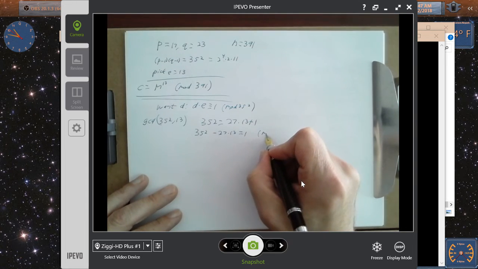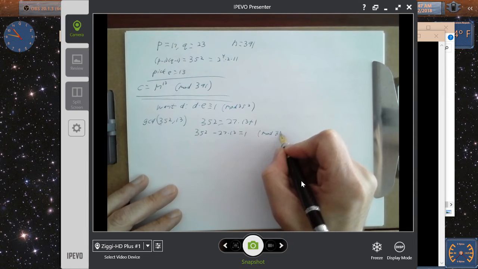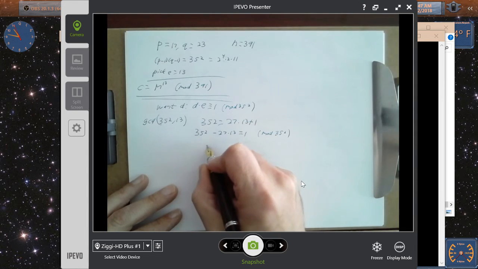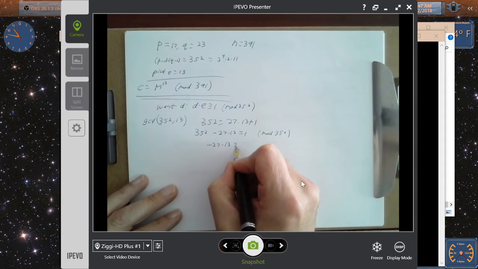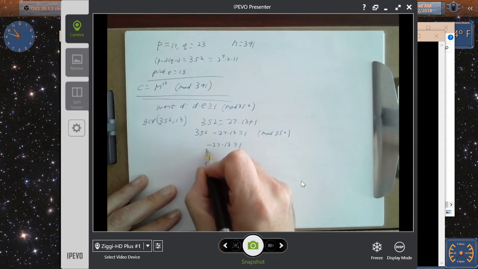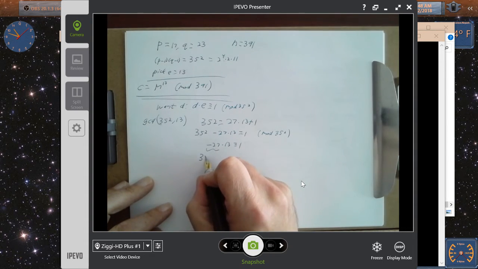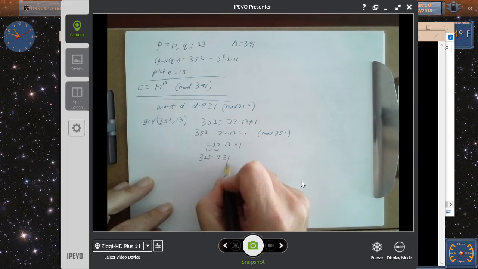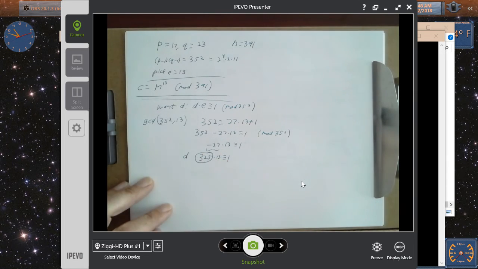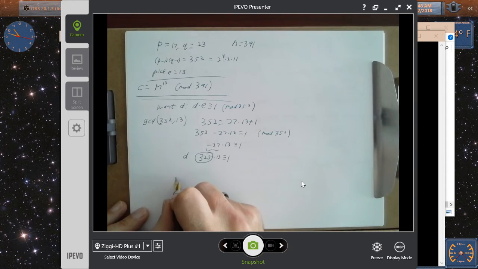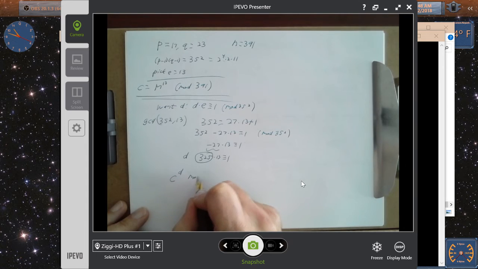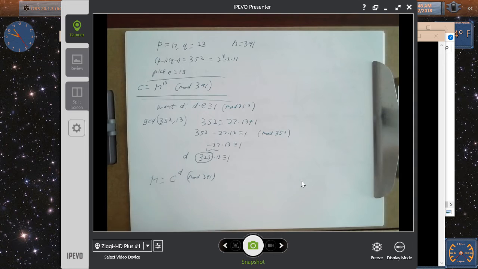And this is mod 352. 352 is just 0. Minus 27 times 13 is congruent to 1. Minus 27 is also 352 minus 27. So this is 325. So this is my decryption key, 325. And if we take our ciphertext and raise it to the D and reduce it modulo 391, that should get us back to our plain text.